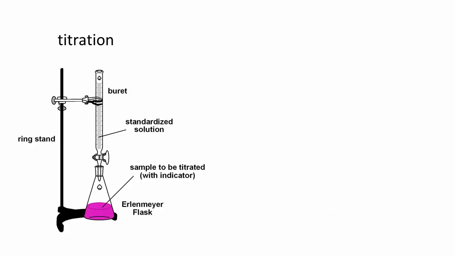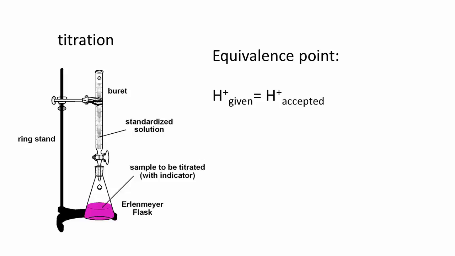When we titrate an acid with a base, or a base with an acid, we know that the number of protons given will be equal to the number of protons accepted at the equivalence point in our titration. The strength of the acid and the base is not a factor. We need only concern ourselves with the number of moles of protons donated and accepted.